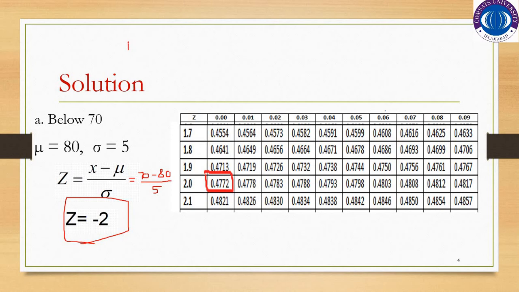So the probability x less than 70 will be converted into probability z less than minus 2. So you have to find this probability.